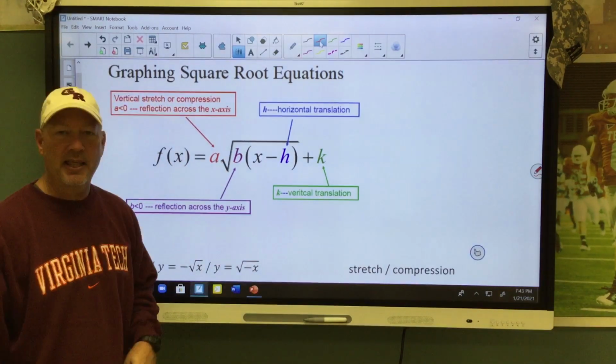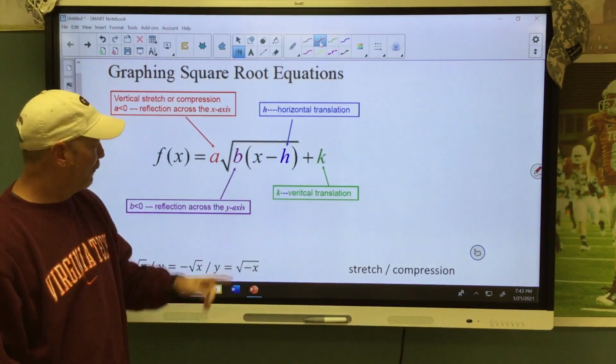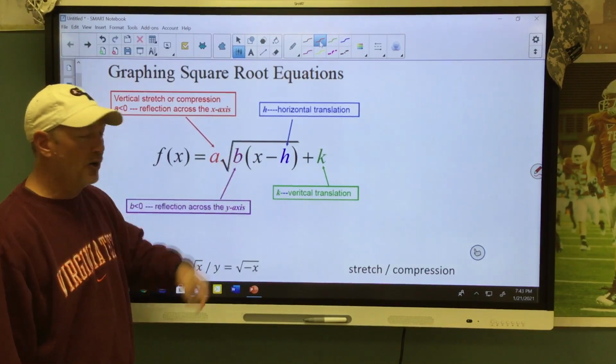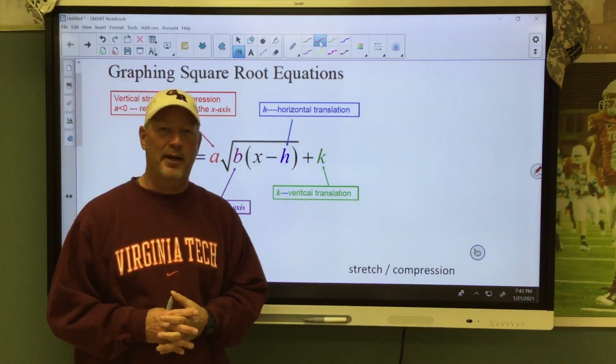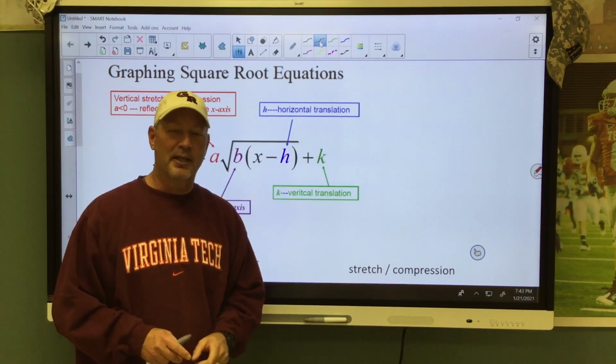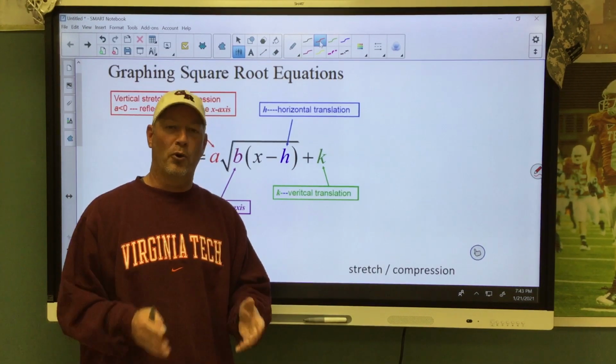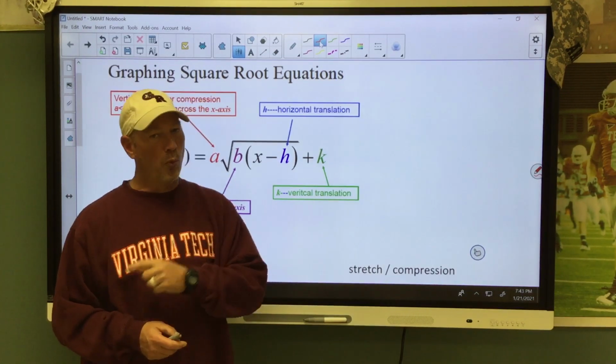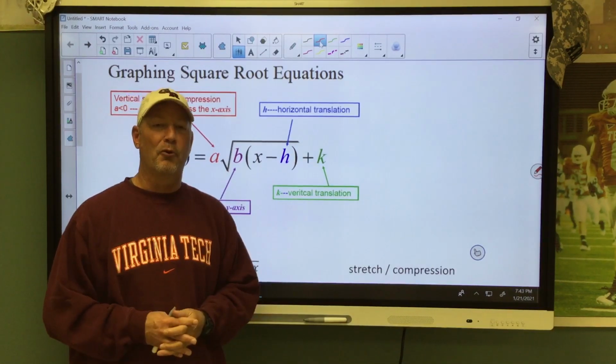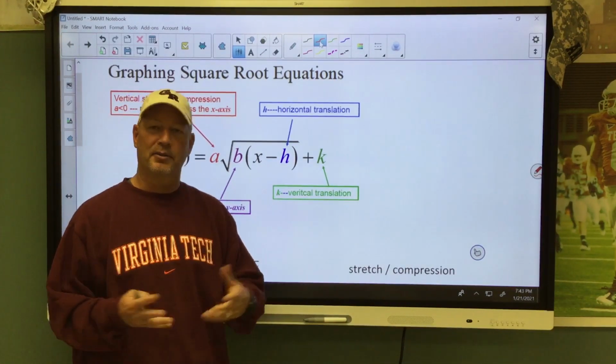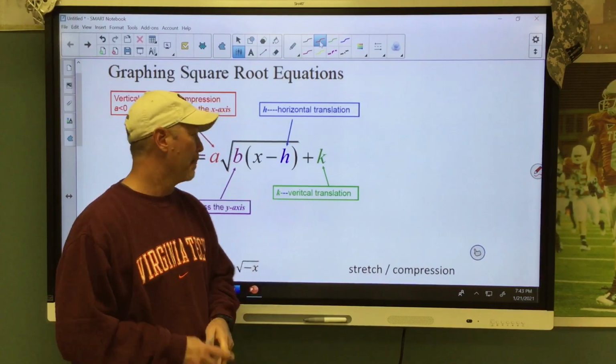The B, that's what's new. If we happen to have a minus sign or a negative sign inside that radical right there, the new thing is we're going to have what's called a horizontal reflection over the y-axis. We haven't done it before, but it could show up today, and it will. I'll show you how to do it.